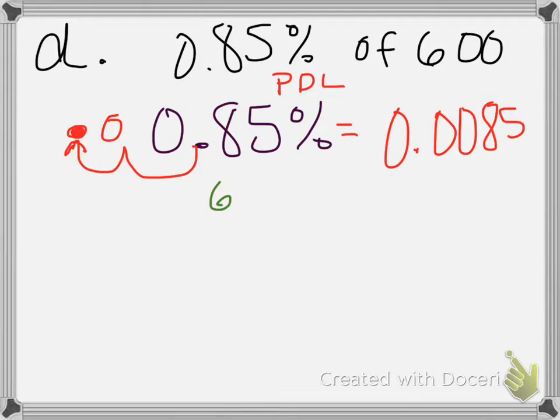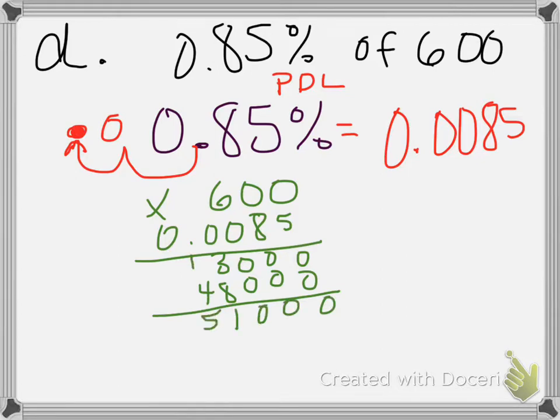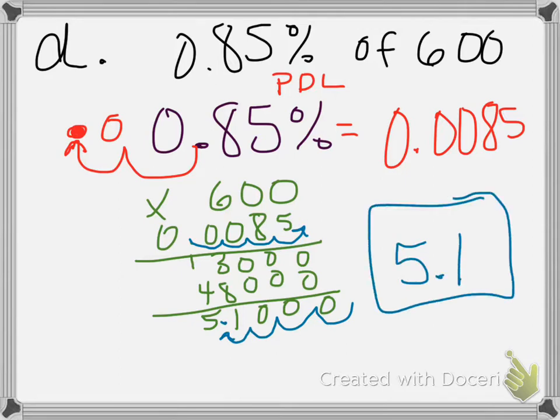So now you can see I've gotten started here. I'm going to have that whole number of 600, and I'm going to multiply that 600 times 0.0085. And so when I do that, we get 51000, but you can't forget, because you're multiplying by a decimal, you have to move that decimal out those 4 spaces and then move it back in 4 spaces. So you get an answer of 5.1.